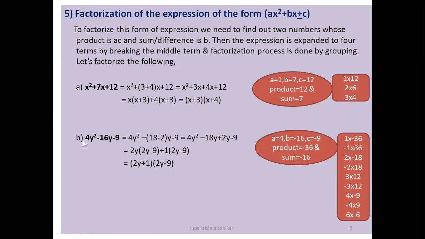Here you can see, in place of a you have 4, in place of b you have minus 16, don't ignore the negative sign, and in place of c you have minus 9. Here if you take the product a into c, that is 4 into minus 9, minus 36, and the sum, that is b, minus 16. Now the product is minus 36.